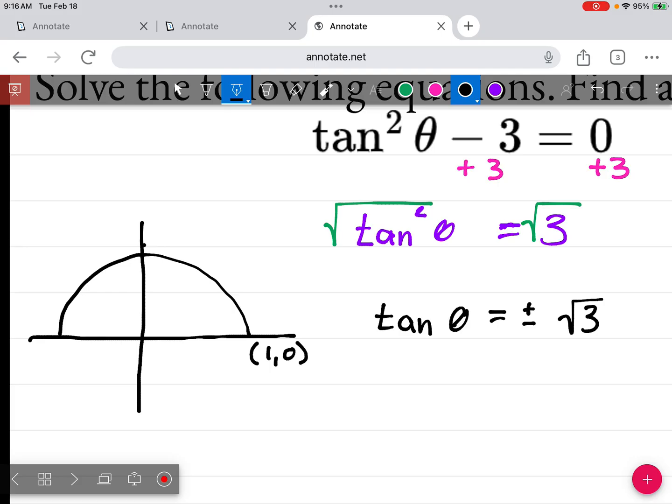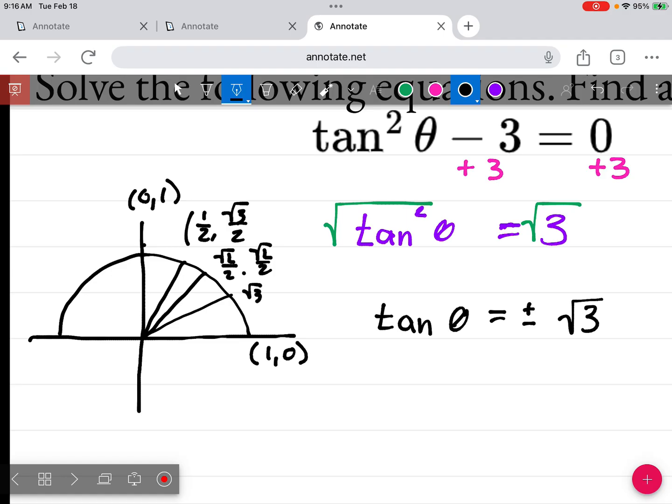And then I'm going to toss up our ordered pairs first real quick. So we have our 1, 0. And we're going to have our 0, 1. We have our 1 half, square root of 3 over 2, square root of 2 over 2, and square root of 3 over 2. So there's our sines and our cosines.